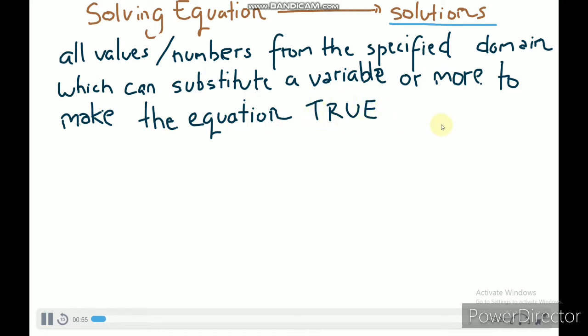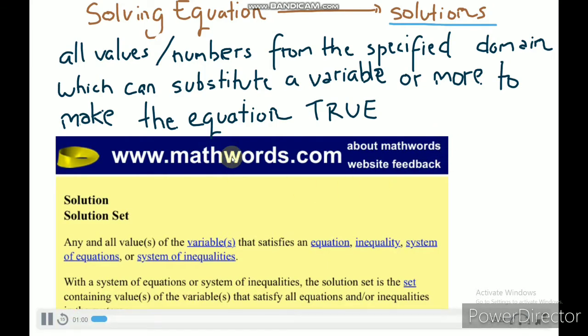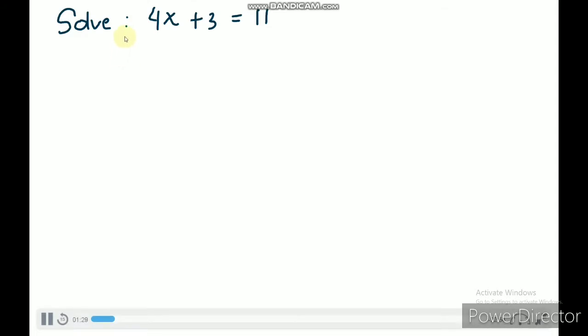If I want to use other definitions from the internet, you can see from mathwords.com, the solution is any and all values of the variables that satisfy an equation, inequality, system of equations, and system of inequalities. We will talk further about these in later chapters. It means all values that can satisfy. You need to find all possible values, right? So now let's talk about the first example.